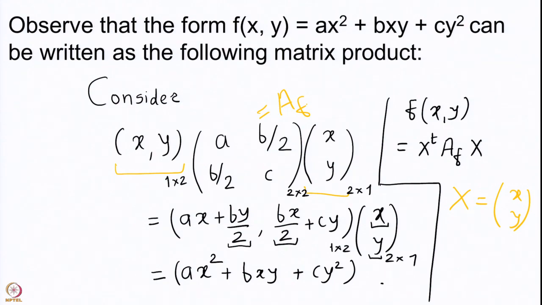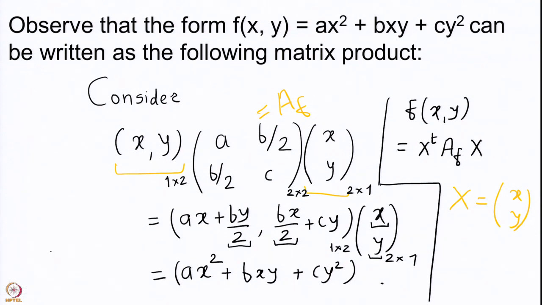So this 2 by 2 matrix is obtained by putting the coefficients for x square and the coefficient for y square on the diagonal in that order, and the coefficient of xy is divided by 2, and then we put it in the off diagonal entries. So this is the way we obtain the value of the integral binary quadratic form in terms of a matrix product. So F x y, or you may also call it F of capital X, F of capital X is X transpose AF X. This is how we have obtained the binary form and its value.